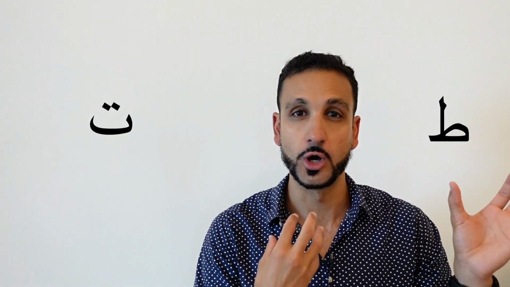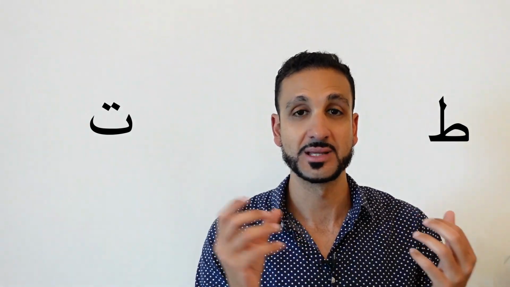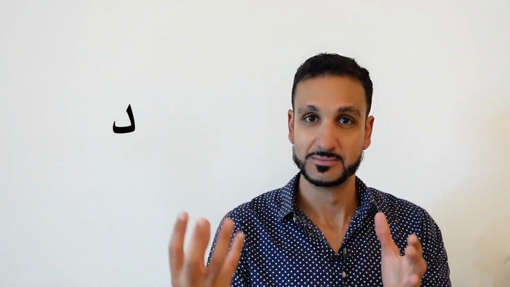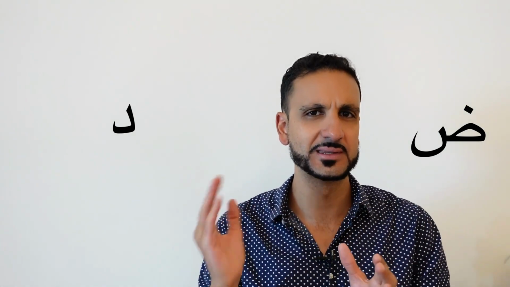For example, you have regular T, ta, heavy T, harf ta, ta. I'm pronouncing ta. And notice what I'm doing when I'm pronouncing. I'm not saying ta, I'm saying ta. Similarly, we have harf sin, which is regular S. Then we have harf sad. Think of it like a heavy S. Sad. It's an independent letter, harf sad. And then we have harf dal, and the heavy sound of that, a separate letter, harf dad. In this video, we're going to be focusing on the ta and the ta.